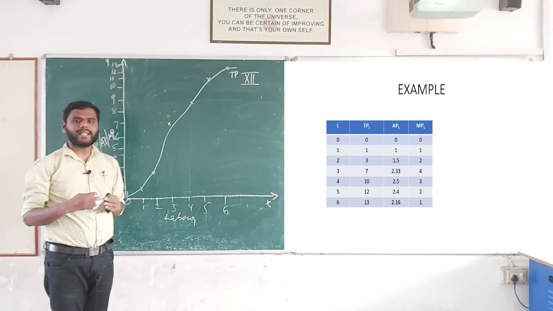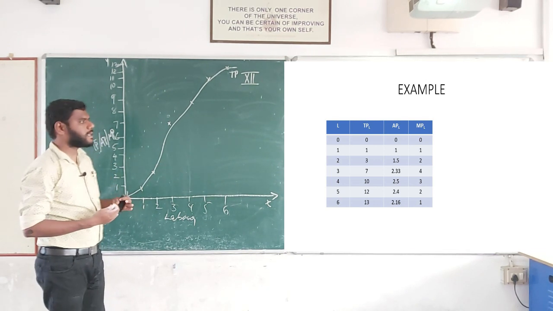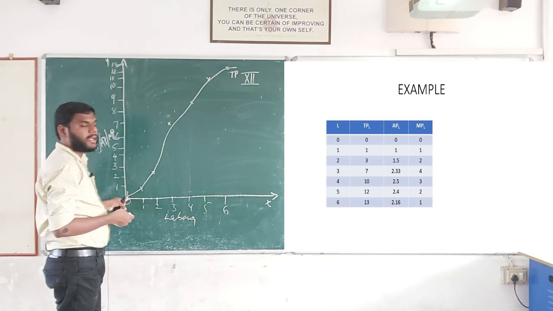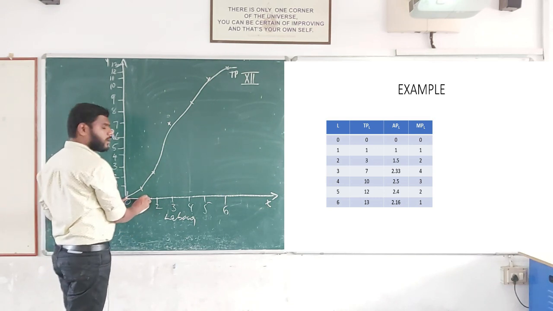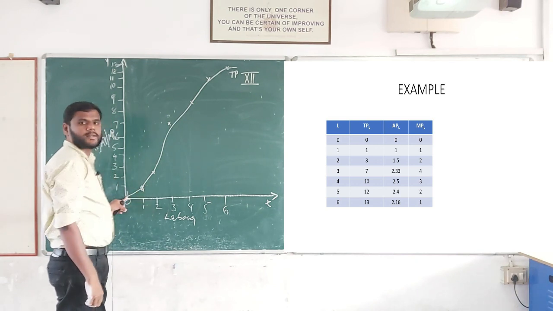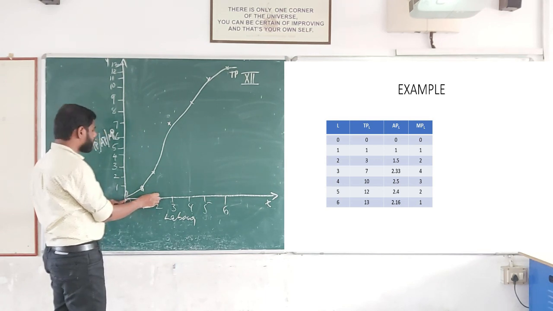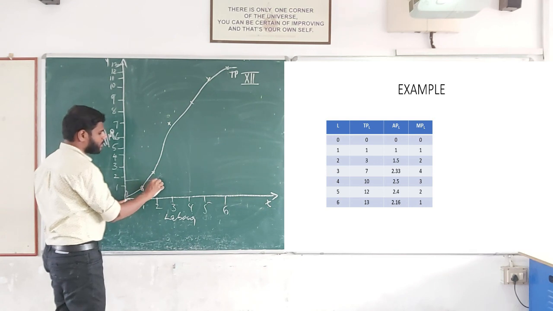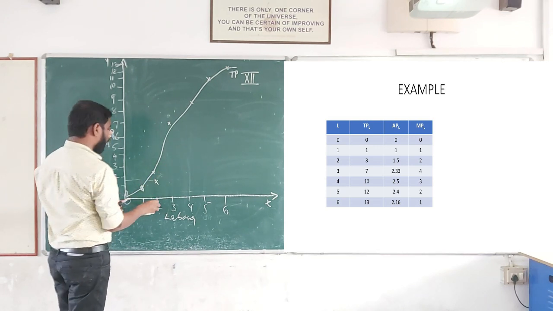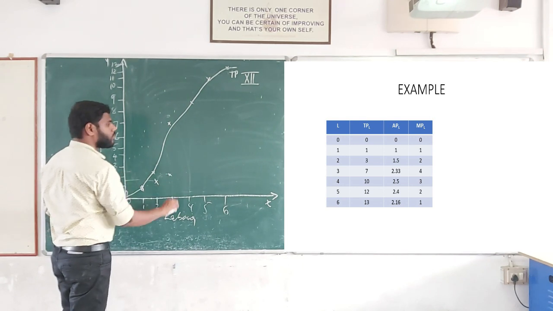Then next one is average product. With the same table we can draw the average product. At 0 labor, the average product is 0. At 1 labor, average product is 1. At 2 labor, average product is 1.5. At 3 labor, average product is 2.3.